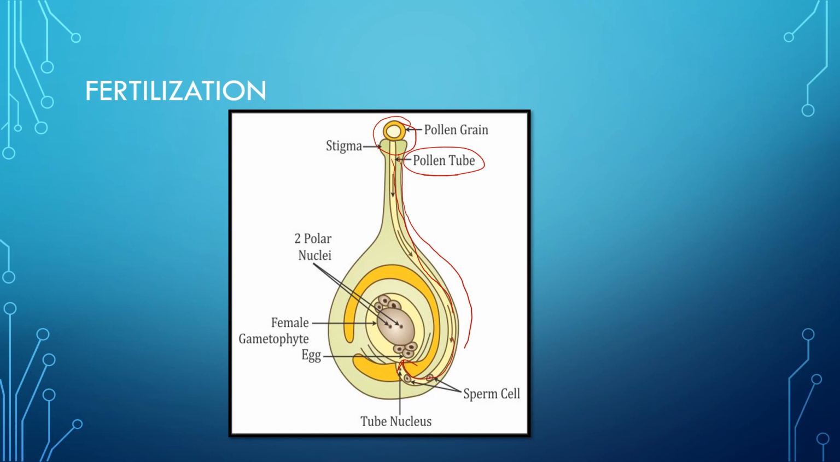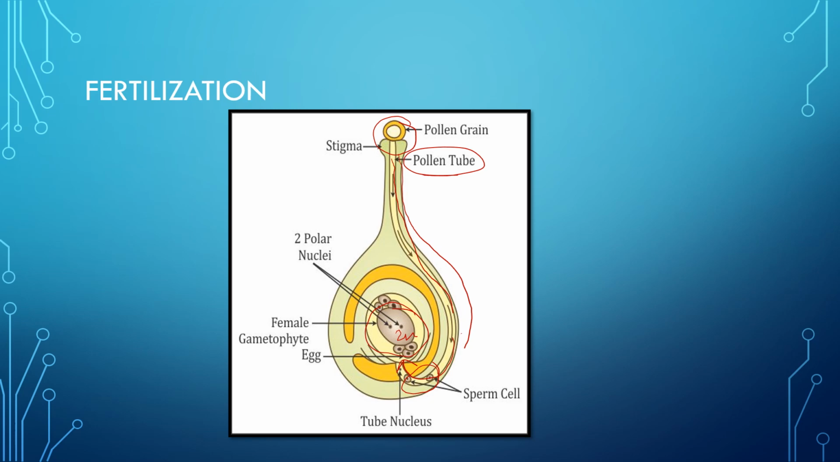Now the nucleus of the pollen tube divides into two gametes. So the nucleus here divides into two male gametes, and a male gamete, or a male sex cell, travels down each pollen tube and fuses with the egg. So here the egg is there, and it is fusing with the female gamete.